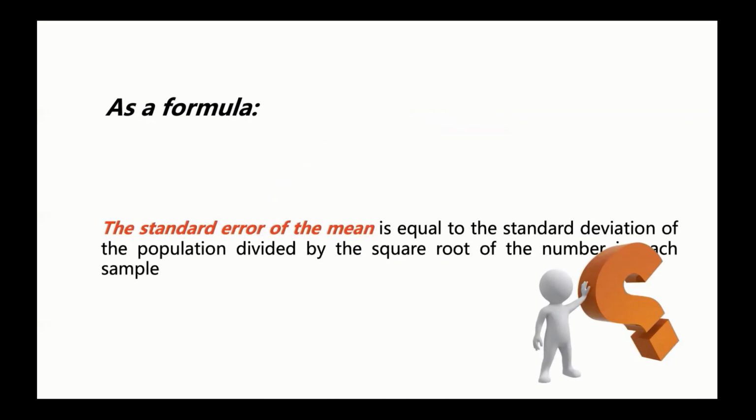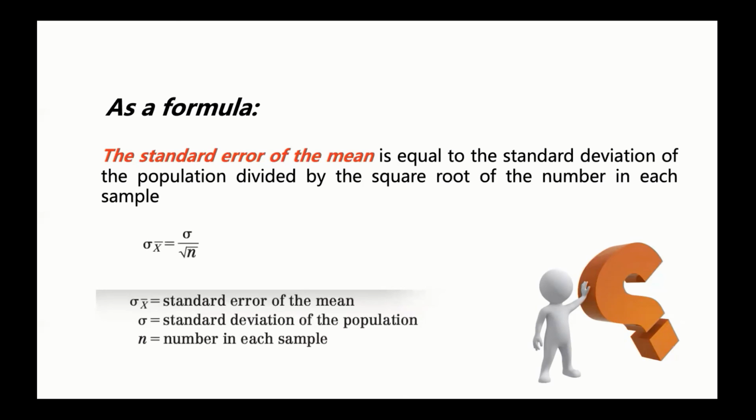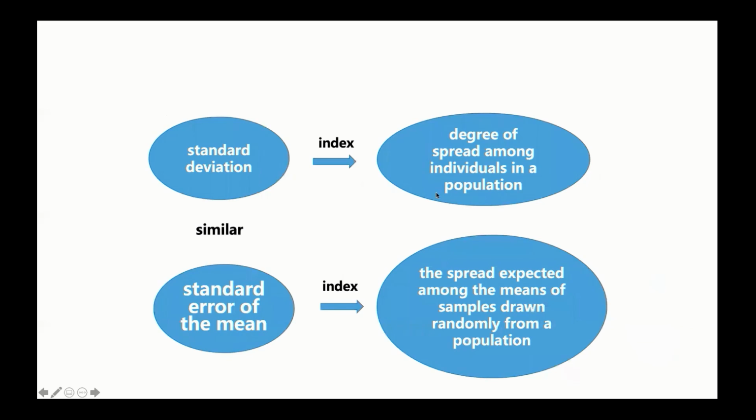Well, the formula goes like this. The standard error of the mean is equal to the standard deviation of the population divided by the square root of the number in each sample. Here is the formula and the meaning of each element. Okay, so we go on. Standard deviation is an index of the degree of spread amongst individuals in the population, and the standard error of the mean is an index of the spread expected amongst means of samples drawn randomly from the population. So we can say the interpretation of the standard deviation is similar to that of the standard error of the mean.